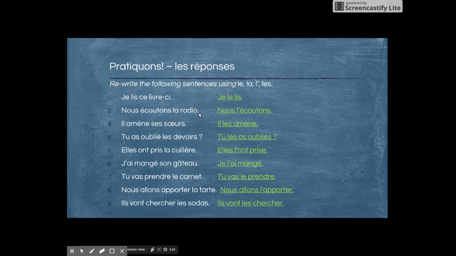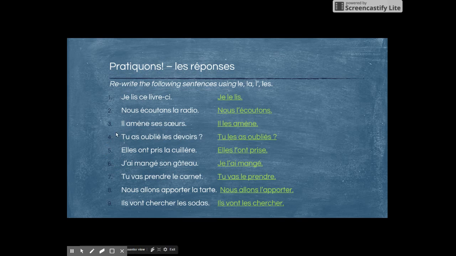2, nous écoutons la radio. La radio is feminine singular. It's going to be replaced by la, and before our vowel it is going to change to l'apostrophe. Nous l'écoutons, right? We are listening to it. 3, il amène ses sœurs. Ses sœurs is plural feminine, so it's going to be replaced by les. Il les amène before our one verb.